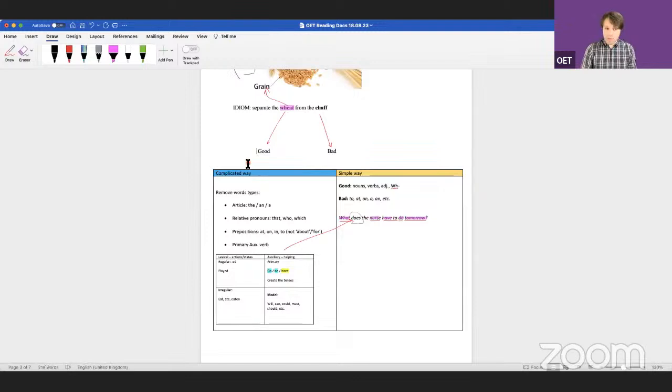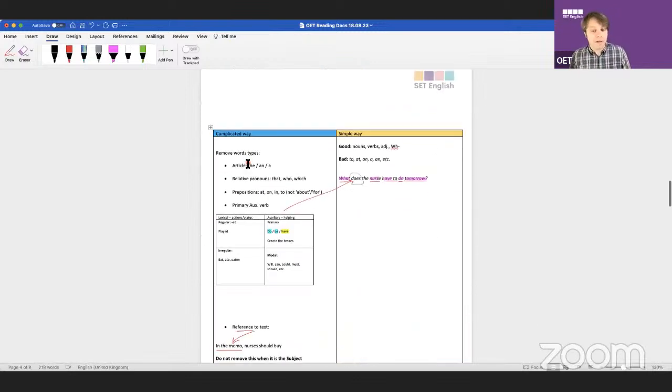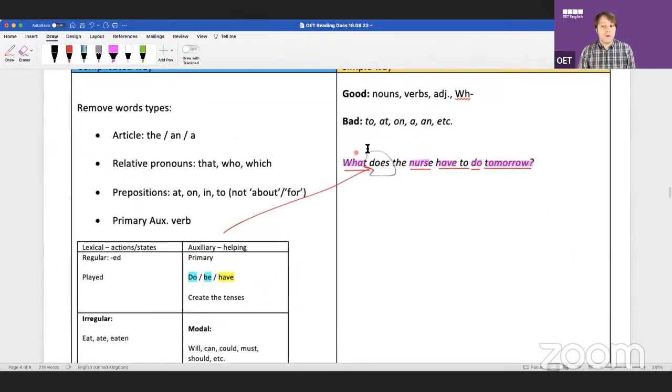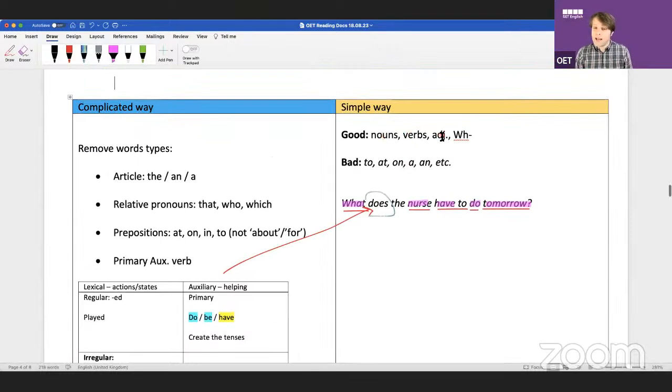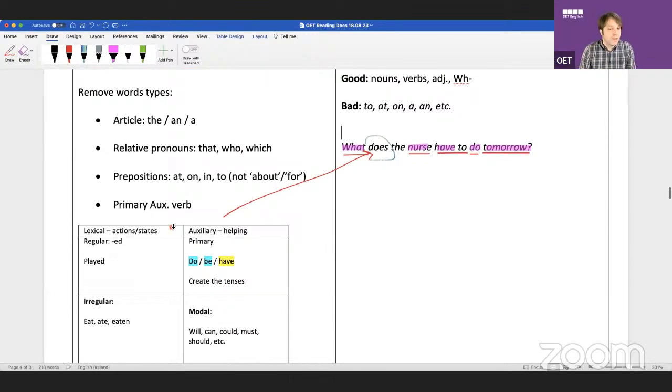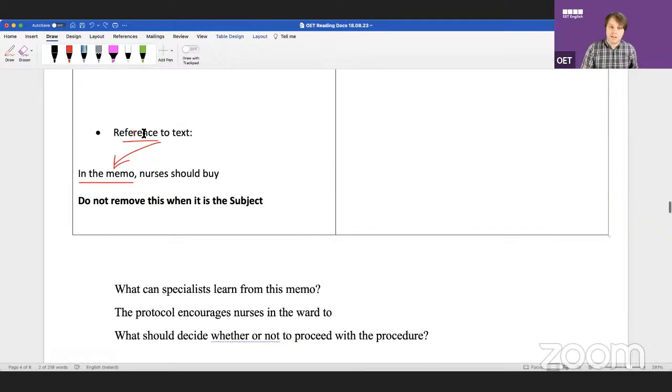But just to zoom out, okay? If you're not very good at grammar, or you're just beginning with your grammar, the simple way is just to focus on nouns, verbs, and adjectives. Focus on what is important in the question. Just take away the chaff. If you're good at grammar, if you want us to do this in a systematic way, remove articles, relative pronouns, prepositions, primary auxiliary verbs, and references to the text. Okay. Now let's do this together.